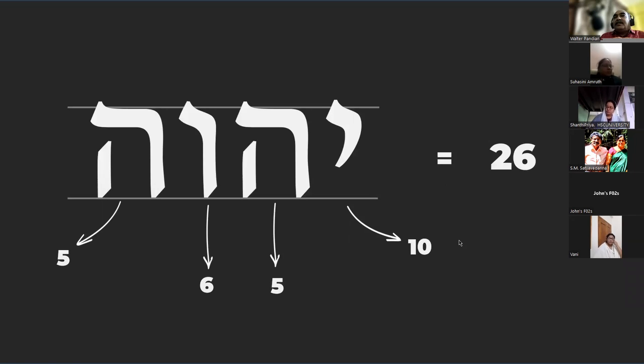Yod. What is the value of Yod? Yod is the 10th alphabet, so the value will be 10. He is the 5th alphabet, so the value will be 5. Vav, that is the 6th alphabet, value will be 6. He is the 5th alphabet, value will be 5. So altogether when you total it, it comes to 26. Now 26 is the value of the name of the Lord.